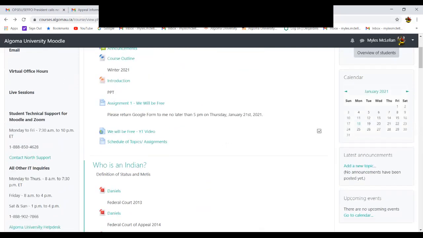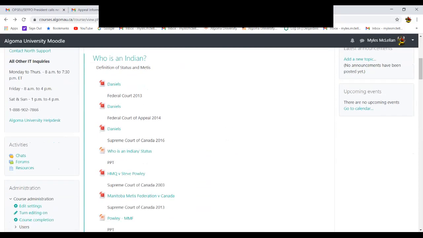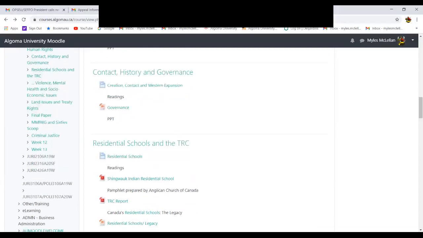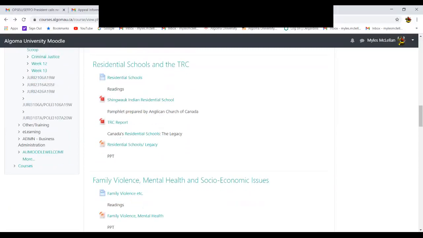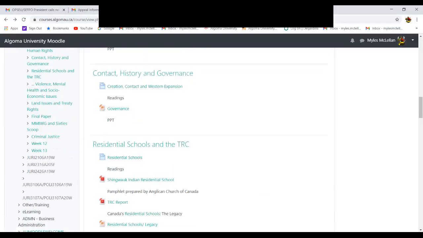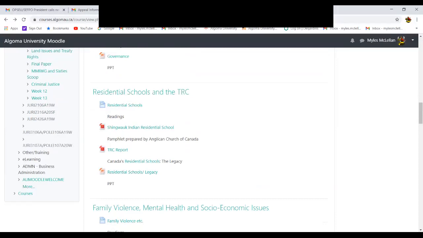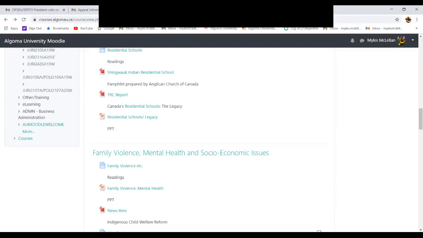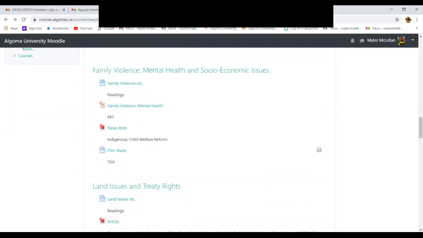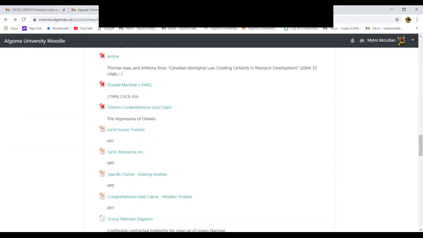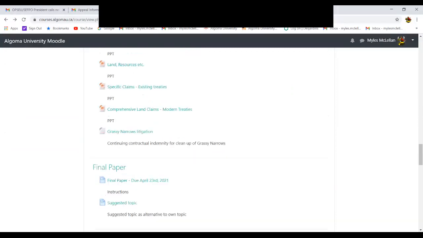Again, who's an Indian's coming up, and then constitutional and human rights. And then all of these separate topics and all the readings are posted for you. If there's special readings, instead of having you go to look it up or retrieve it from the library, I've posted them as PDFs for the most part on Moodle for you, so it's much easier for you to access. There's virtually always a PowerPoint for the classes. Land issues, actually, there's 4 PowerPoints. That's going to take 2 weeks to cover.